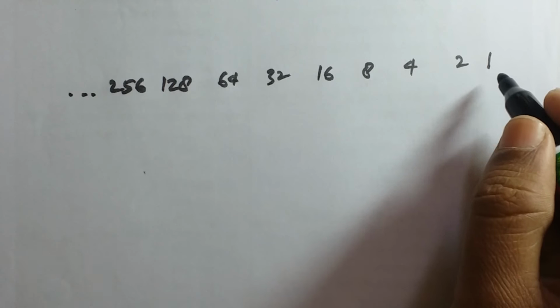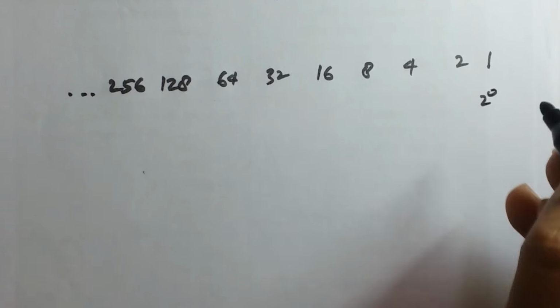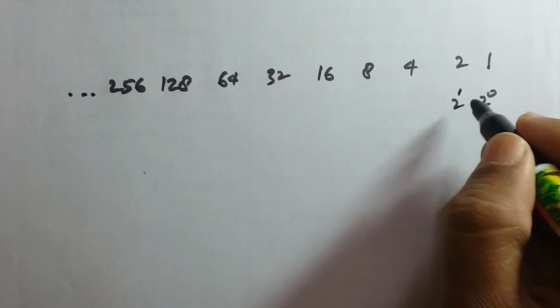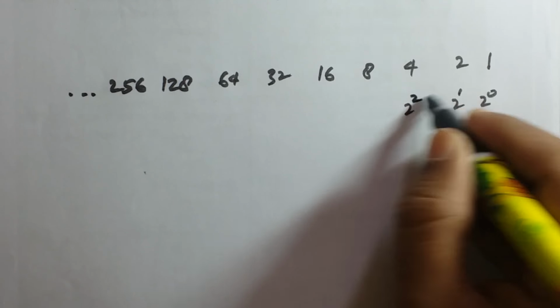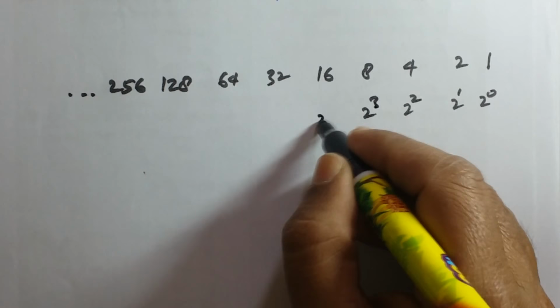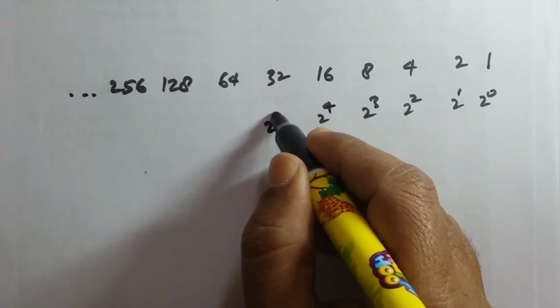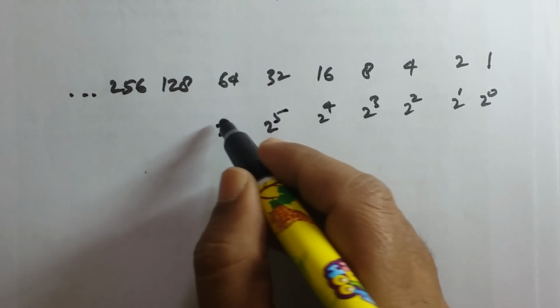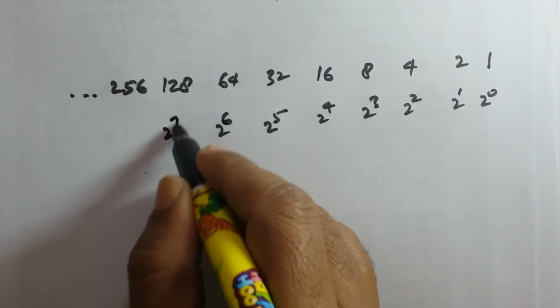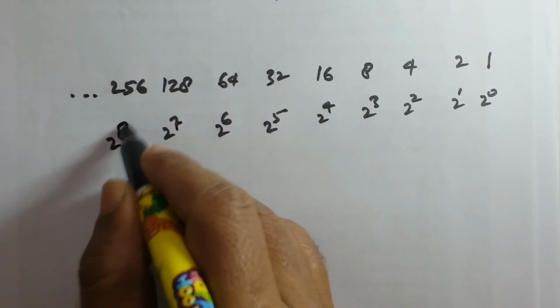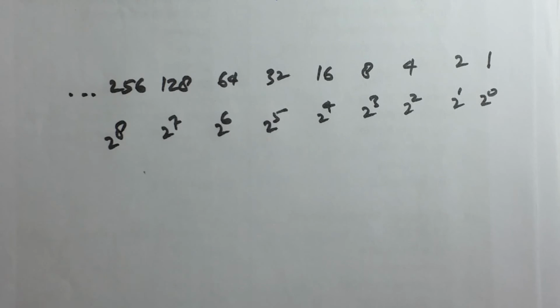Like this one is the value of 2 to the power 0, then 2 is 2 to the power 1, then it is 2 to the power 2, then 2 to the power 3, and again 2 raised to the power 4, then 2 raised to the power 5, then 2 raised to the power 6, then 2 raised to the power 7, and then 2 raised to the power 8. So this is the table of numbers.